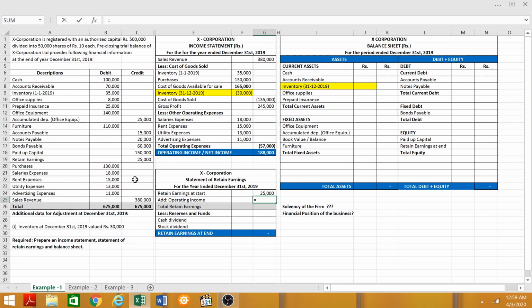Now the second step for constructing statement of retained earning, you have to add the operating income or the net income, or in some cases earning after taxes, here. After adding the retained earning at start and the results of the business for the current period, that is operating income, you can get the result of total retained earning.